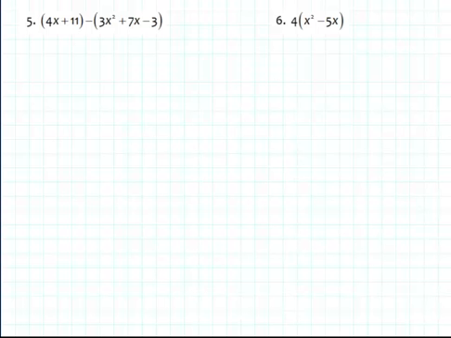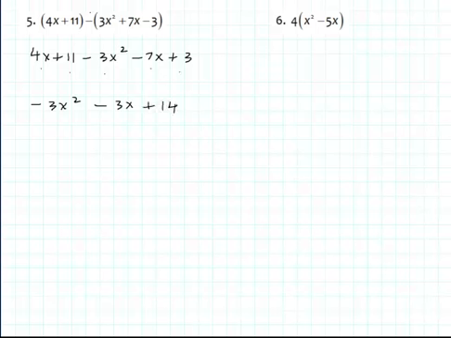Another one of those. Lift the first parentheses, minus sign here, lift the second parentheses, changing all of the signs. Positives become negatives, negatives become positives. Combine your like terms, you have this single quadratic term here, minus 3x squared. 4x here, minus 7x, be minus 3x. 11 and 3, plus 14.